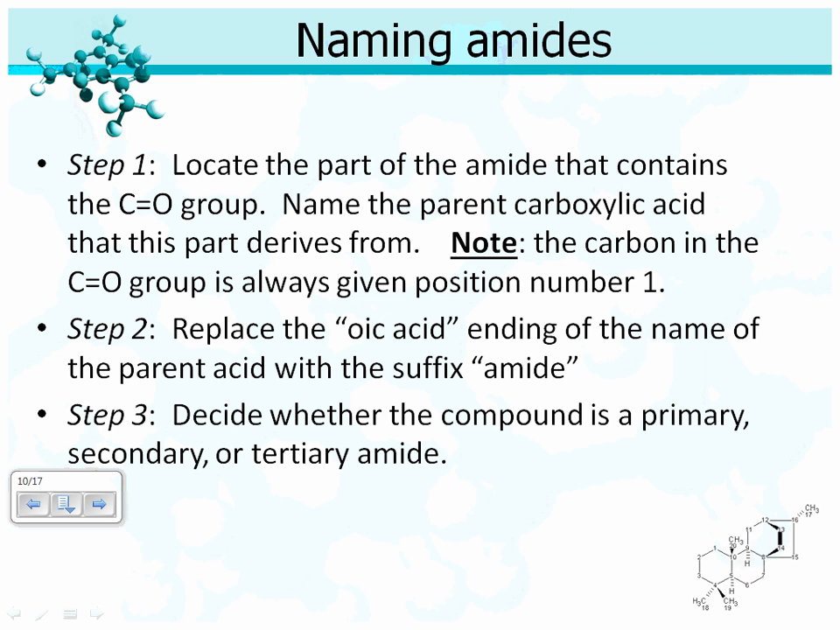So when we name amides, step 1, locate the part of the amide that contains the carbonyl group, okay? Just like when we were naming esters. You name the parent carboxylic acid that this part derives from. The carbon always gets carbon 1, the one that has the C double bond O. Replace the oic acid of the parent acid with the suffix amide and decide whether the compound is primary, secondary, or tertiary.